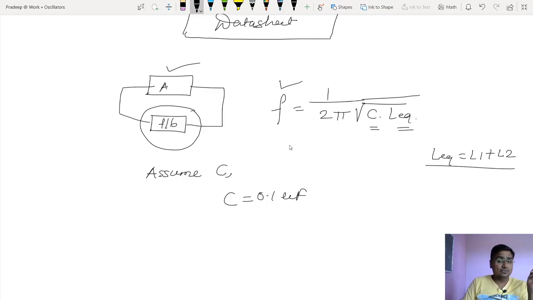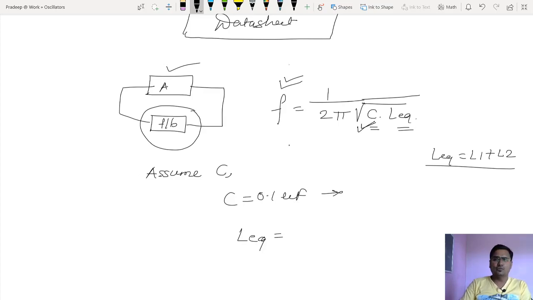See, I told you that suitable value is really important. So if I assume value of capacitor is equal to 0.1 microfarad, then value of frequency is known, value of capacitor is known, then I can calculate value of L equivalent. Is it not?